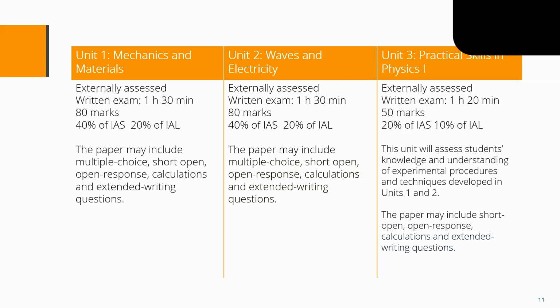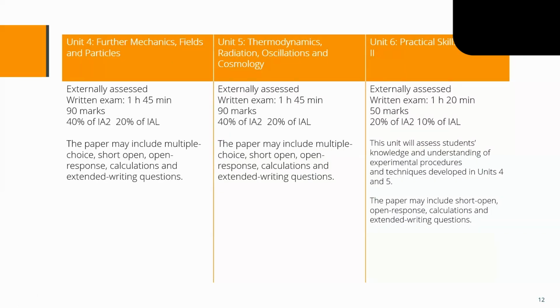If we look at the 3 units in the IA2, which combine with the 3 we've just looked at to make up the full A level, you can see there's a similar sort of pattern. Units 4 and 5 are content modules: further mechanics, fields and particles in Unit 4, and thermodynamics, radiation, oscillations and cosmology in Unit 5. They're also assessed by external papers.